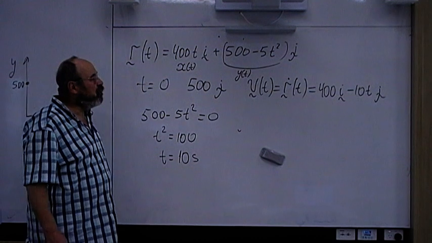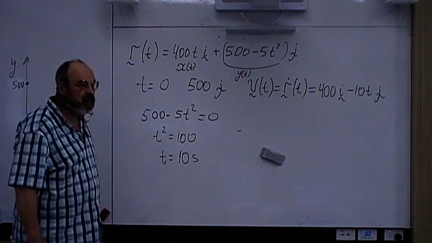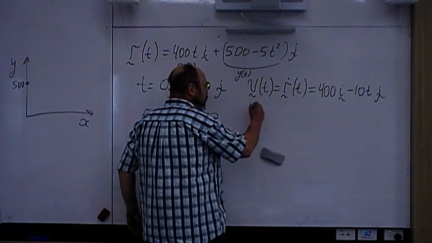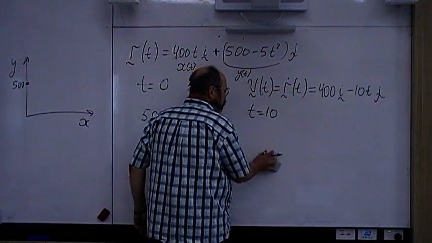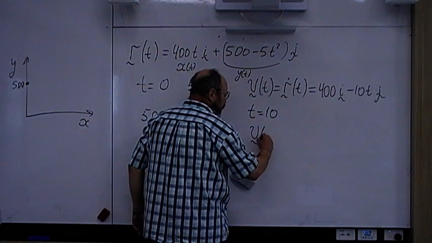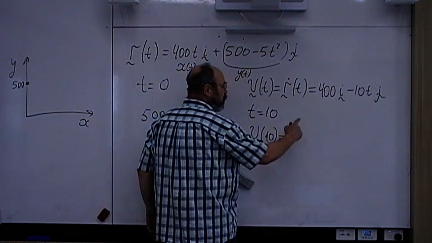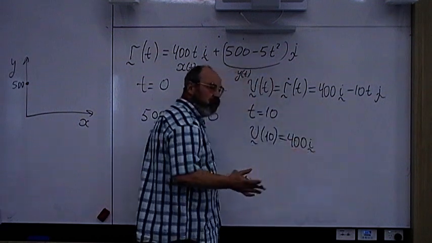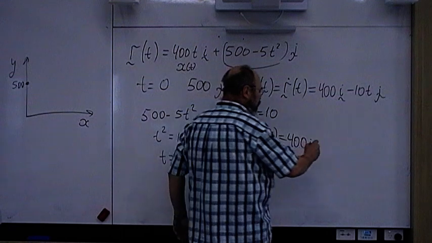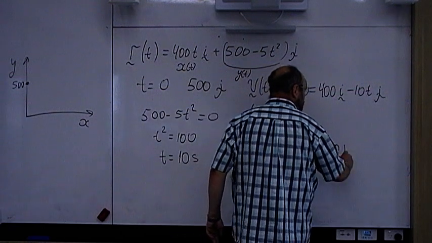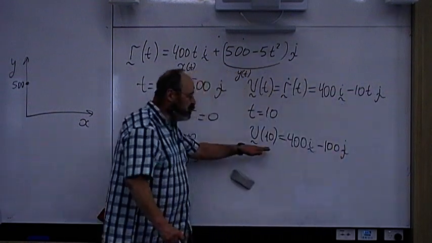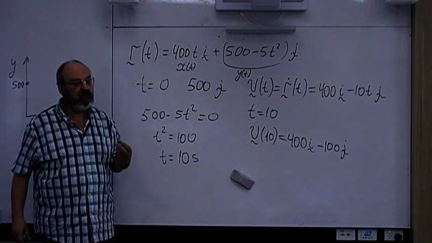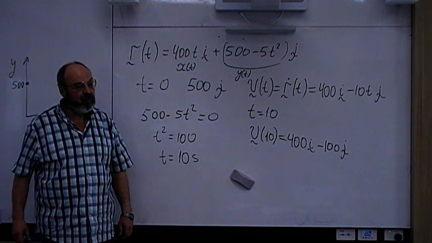When it hits the ground, the time equals 10 seconds. So what will it be when time equals 10? We'll get the velocity at 10 equal to 400i, the horizontal component does not change, minus 100j. I substitute because it's asked with which speed it hits the ground, so we find the velocity at time 10 seconds.